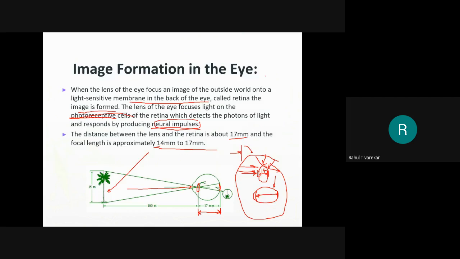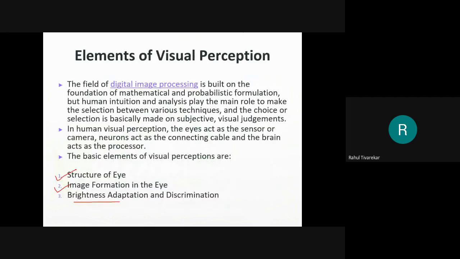So if all these things are good, then the visual perception of the image will be good. That means if the eye is good and the image formation in the eye is proper. If it is not proper, you will have to use some specs or some external lenses to make the image form properly on your retina. If it is not forming on your retina, then you will not be able to see clearly. And the third thing is, if you are good at discriminating between different brightness levels, and all this is good, the visual perception will be good.